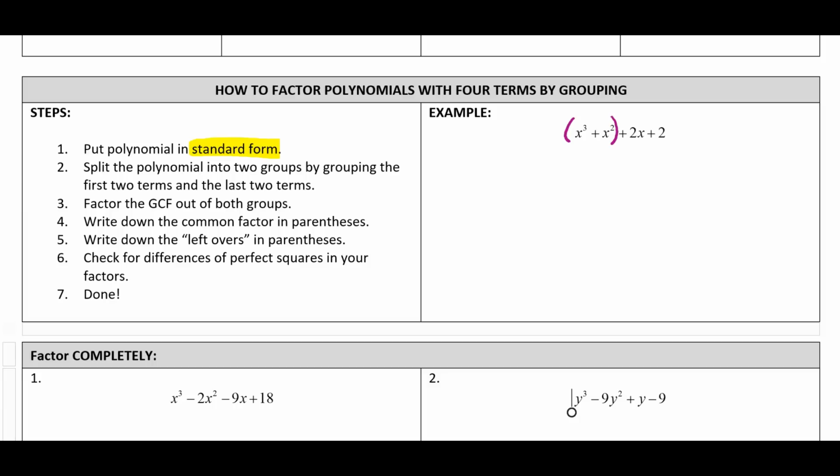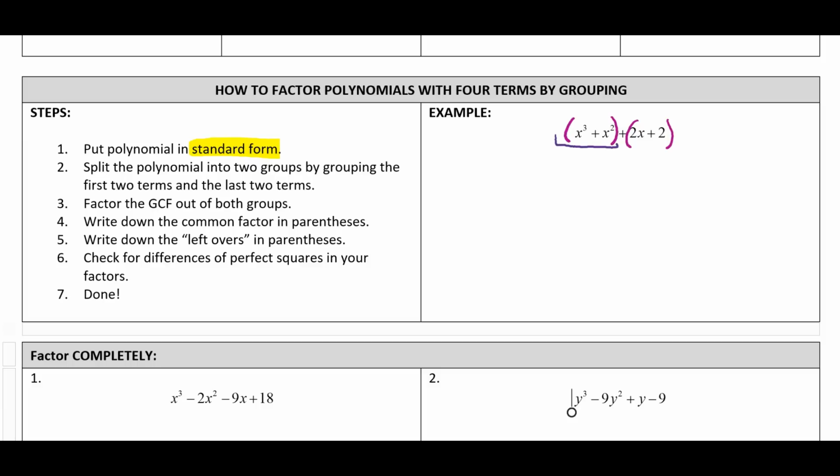And then we're going to group the second 2 pairs of factors together, 2x plus 2. So once we've done that, we then factor the greatest common factor out of each pair. So we're going to pretend like we're only looking at x cubed plus x squared. So we are only going to pay attention to these first 2 terms.